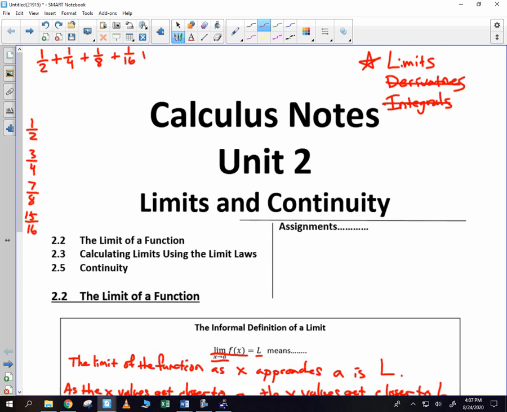If I add on half of a 1/16, that's a 32nd, and I would get 31/32. If I added on half of that again, I would get 63/64. Now, if you notice, this is really close to 1. So if you continue to add this, as you add more and more numbers together like that, you're getting really close to 1.